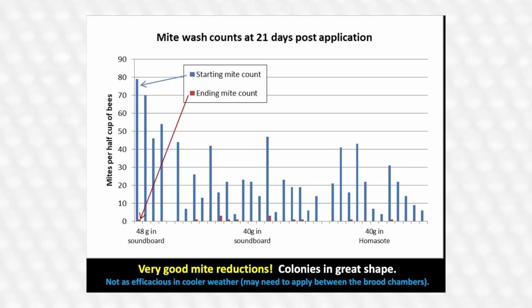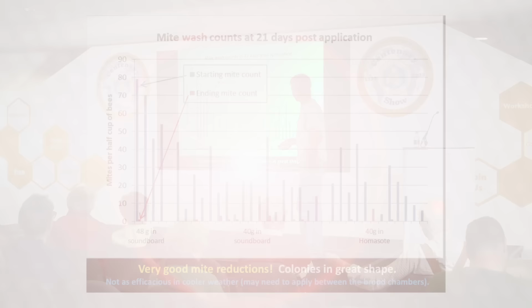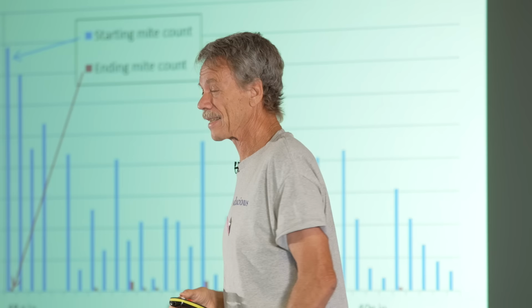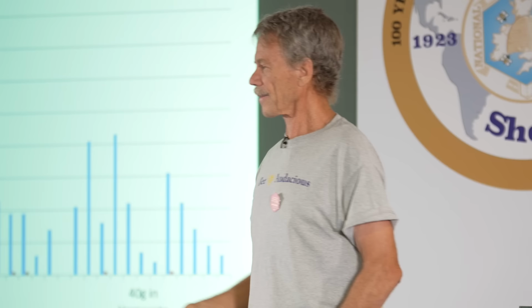Notice we started with some colonies clear up to, pushing 80 mites, okay? Colonies that are on the verge of death. And at the end, we had one mite in the mite wash count, 20 minutes. But if you don't see a red column, what would that indicate? What was the mite count? Zero. That's a zero. So these results indicate that the treatment was very efficacious against Varroa. So I'm hoping a product of this will be brought to the market.